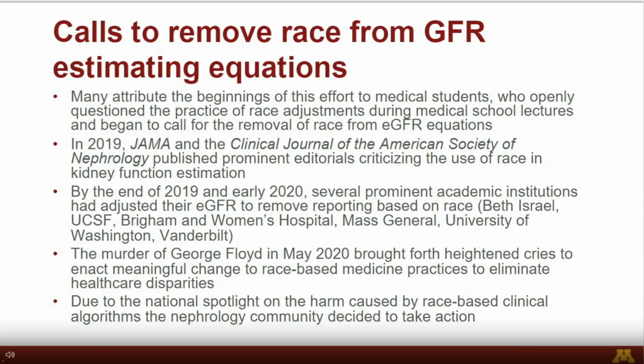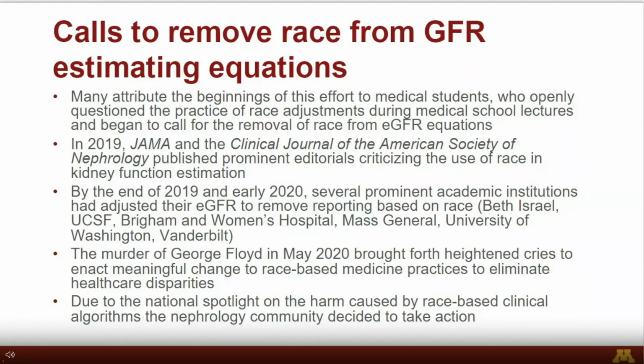In 2019, this issue was prominently highlighted in 2 major peer-reviewed journals, JAMA and the Clinical Journal of the American Society of Nephrology, who each published editorials criticizing the use of race in kidney function estimation. By early 2020, several prominent academic institutions then announced that they were no longer reporting race-based eGFR.